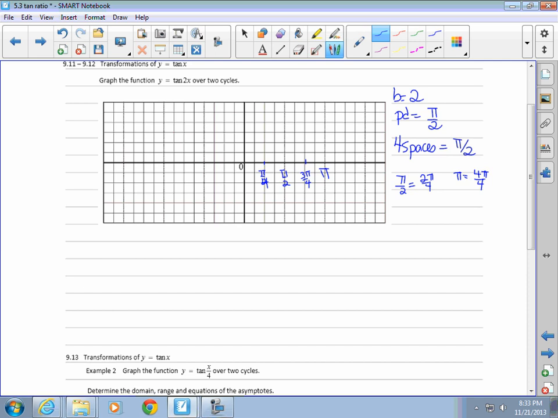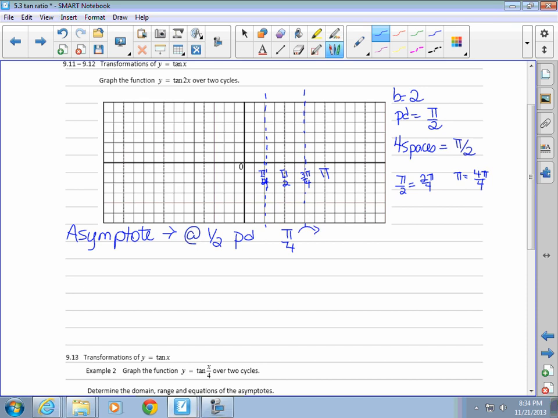So now to do your asymptotes. Asymptotes are always halfway, every half a period. So if my period is happening here at pi over 2, halfway between is going to be pi over 4. So my next one was between pi over 2, and then the next cycle would be completed by pi. So then that means halfway between is going to be at 3 pi over 4. Okay, so my asymptotes then are at pi over 4.